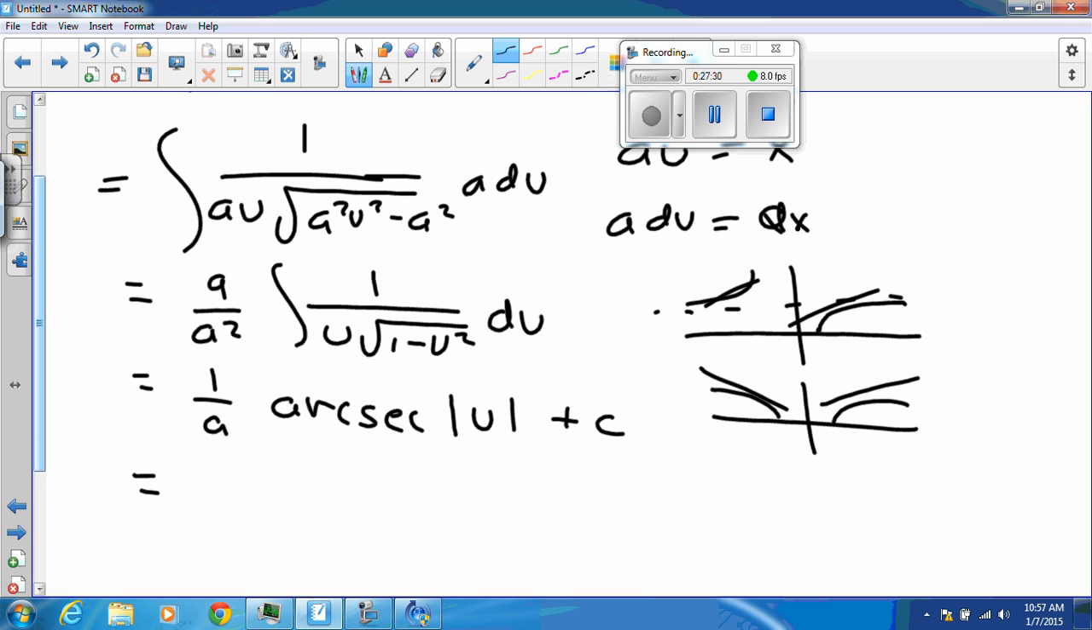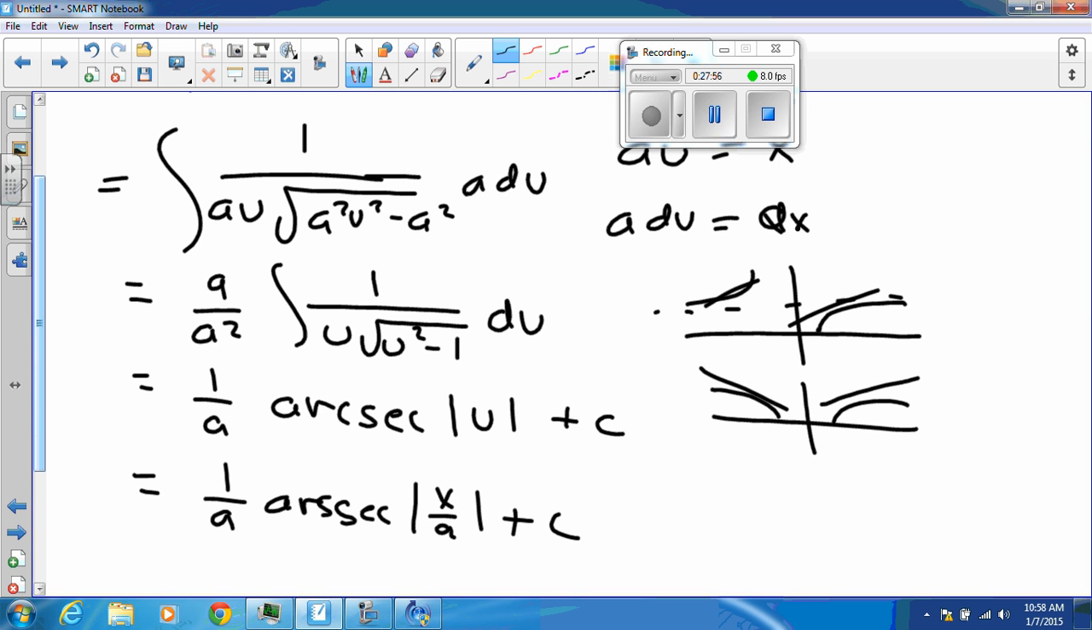How come when you pulled the a squared out, instead of u squared minus 1, it became 1 minus u? Because I was in a hurry and being silly. Thank you. Good. I'm glad you caught that. And so when the dust settles, what I get is arcsecant of the absolute value of x over a.